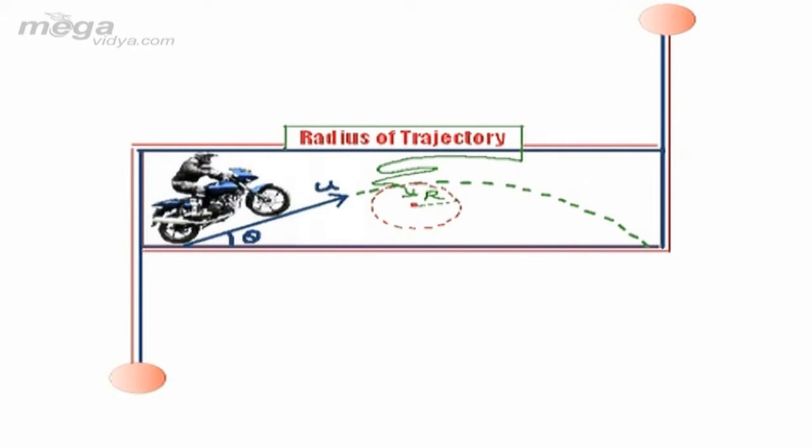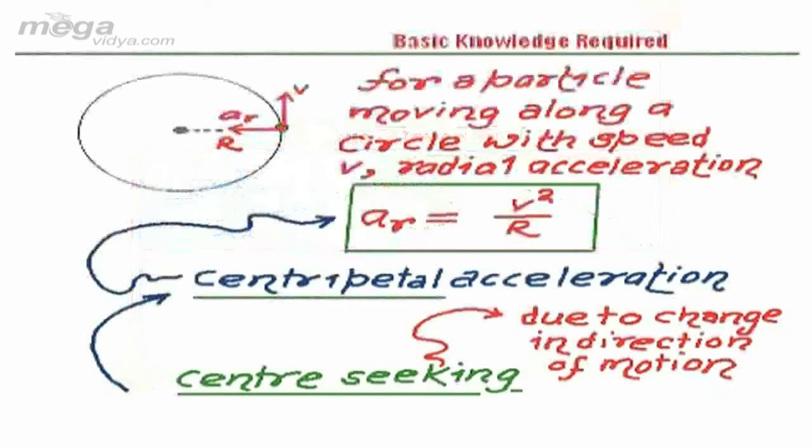Now we are going to discuss the radius of trajectory of the path of a projectile during its flight. What are the necessary requirements to get this particular radius of trajectory? We require a brief knowledge of the acceleration vector due to change in direction of the motion.